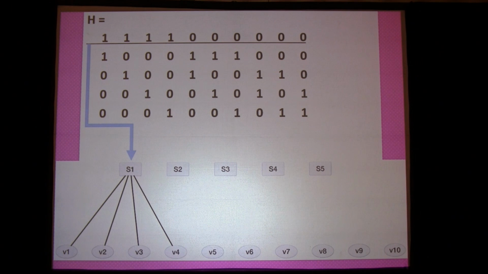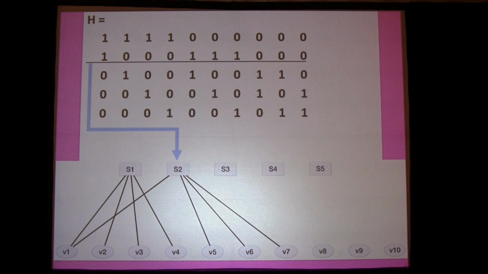Okay, so what do we do? Let's take this top one. This is S1. We have 1, 2, 3, 4, 5 of them because we have 5 rows. If a 1 is here, we say it's attached to a V1 bit node. We have 1 in the second and third and fourth, and so we just connect first, second, third, and fourth. Does that make sense? Okay so far.